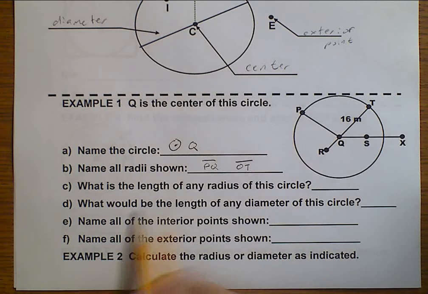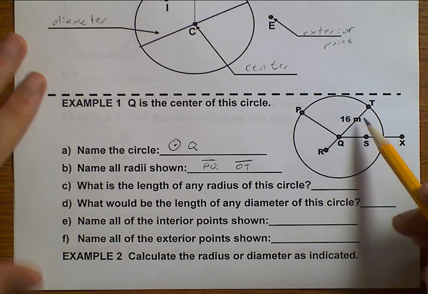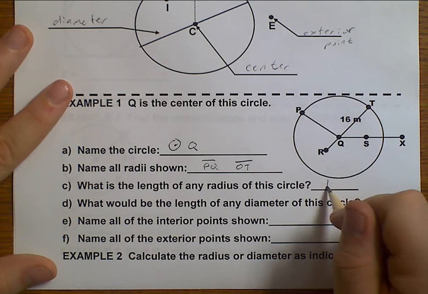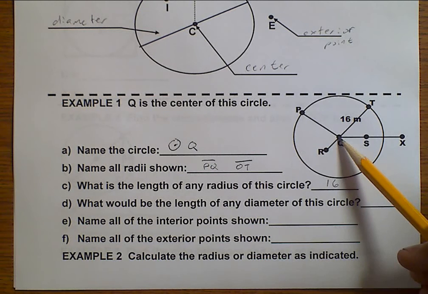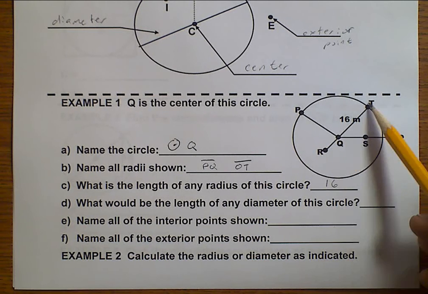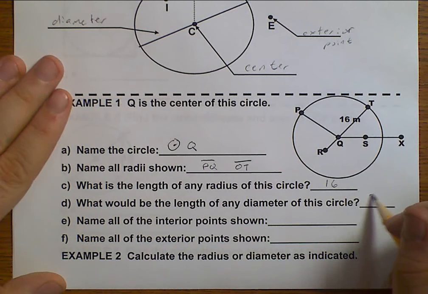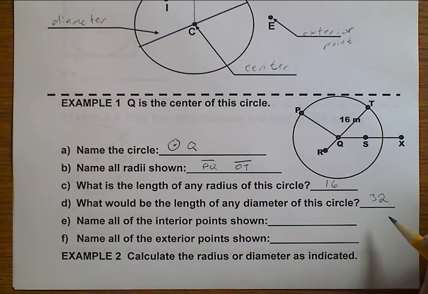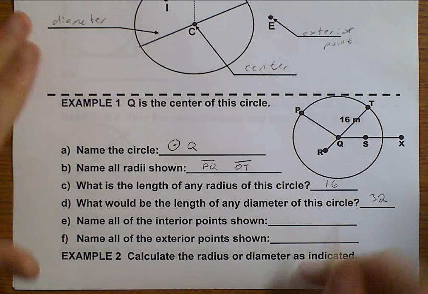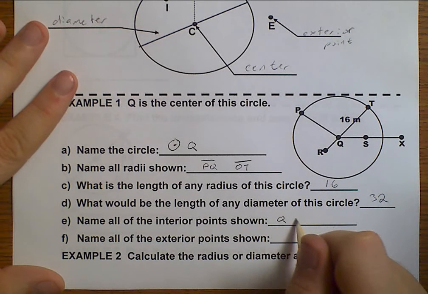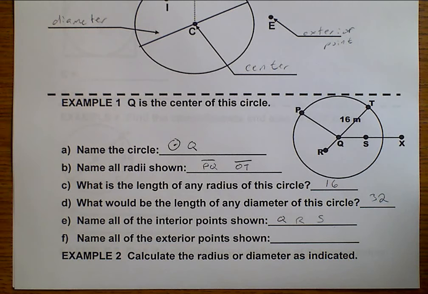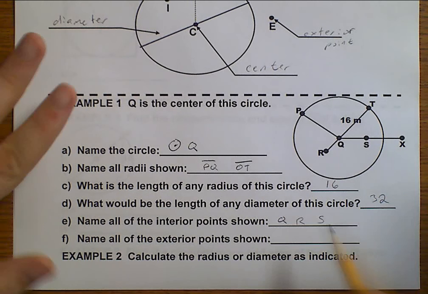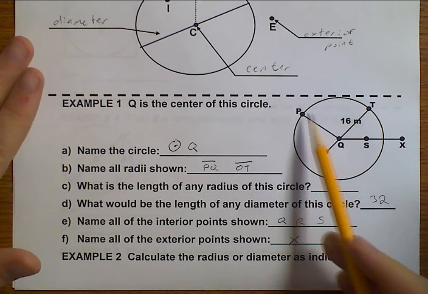Now, the length of any radius, because QT is 16, that means that QP is 16, and so are all radii. Now the diameter, if this is 16 and this is 16, then my diameter would be 2 times 16, which is 32. We have some interior points, Q, R, and S. We only have one exterior point, that would be point X, because P and T are on the circle.